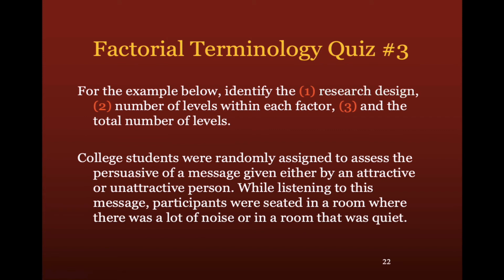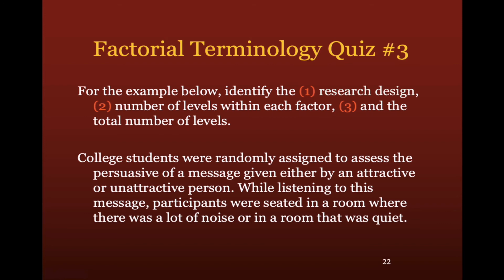All right, so for the example below, identify the research design. So if it's a 2x2 or a 2x3 or a 2x2x2, the number of levels within each factor, and the total number of levels or conditions. College students were randomly assigned to assess the persuasiveness of a message given either by an attractive or an unattractive person. While listening to this message, participants were seated in a room where there was a lot of noise or in a room that was quiet.